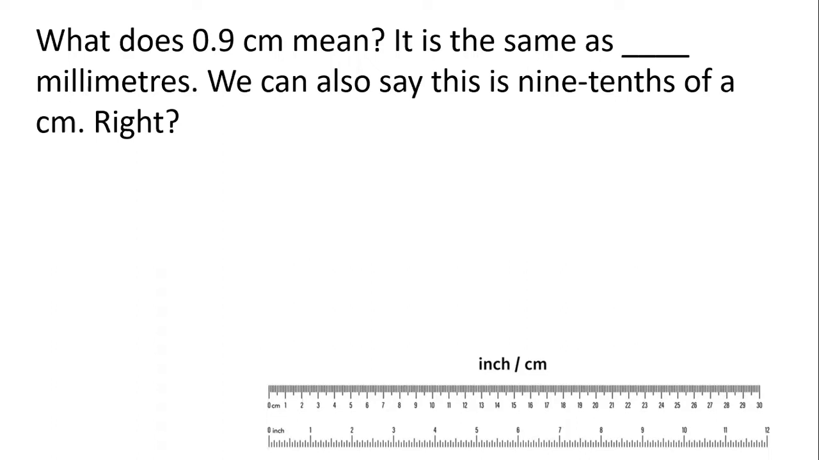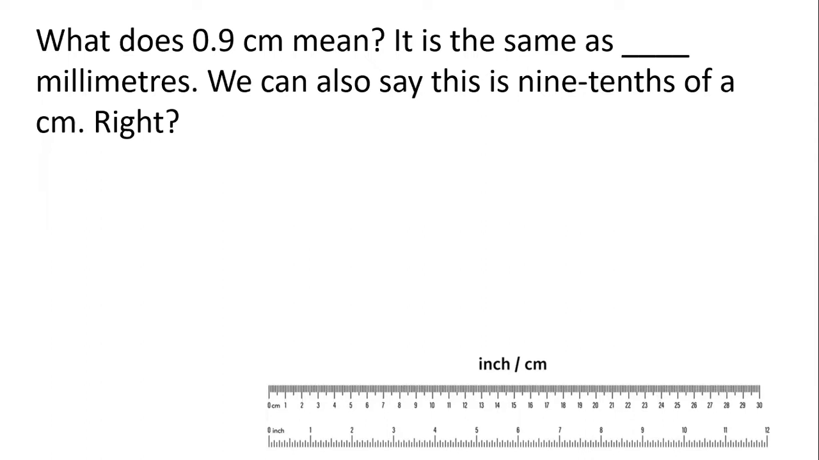See, sir, the question is very simple. Whatever we are doing practically, that I am asking here. What do you mean by 0.9 centimeters? 0.9 centimeter is equal to how many millimeters? Sir, 9 by 10. It is the same as 9 millimeters. 9 millimeters means 0.9 centimeter. Yes.